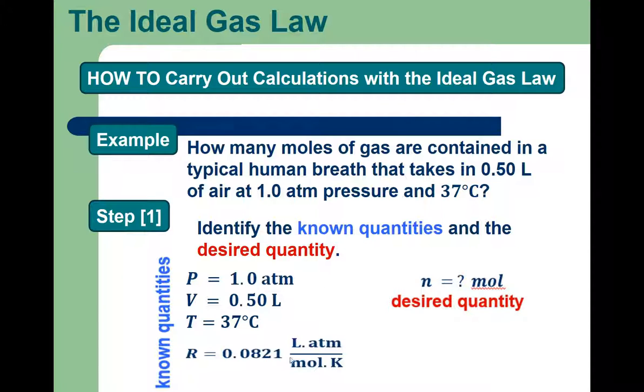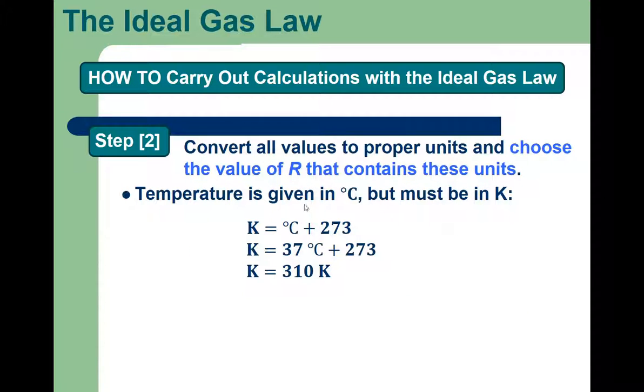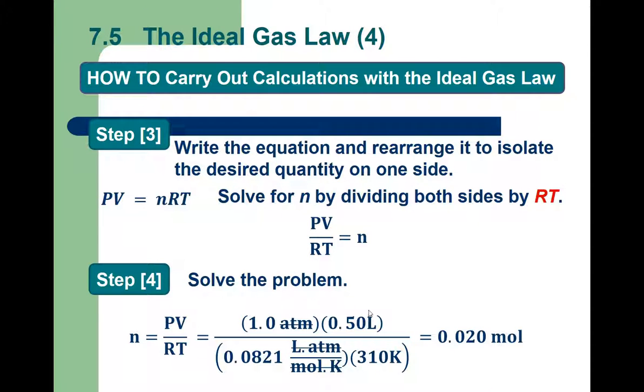So I'm going to write down my knowns, and I do know I have R all the time. R is a constant that I know. I'm trying to get to n. So I know it's PV equals nRT. First thing I do is convert that to Kelvin. So now I have Kelvin, and I can plug everything in.